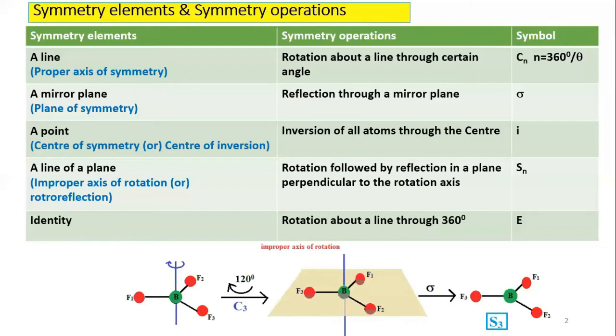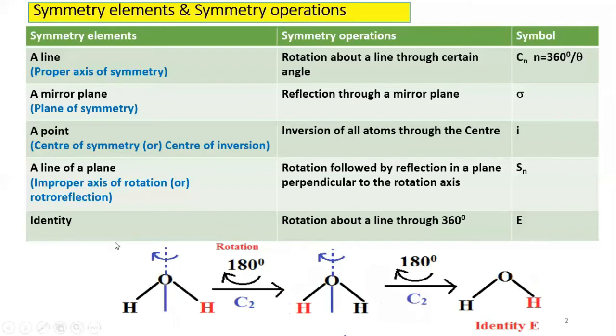The next comes the identity operation. And what is that identity operation? Rotation about a line through 360 degrees. So a 180 degree rotation performed one more time, another 180 degree rotation, and you get a configuration which is identical to the original one. Otherwise, the identity is said to be that no operation is done. Without performing any operation, we could say that no change has been obtained. So that is the identity operation, represented by the letter E.